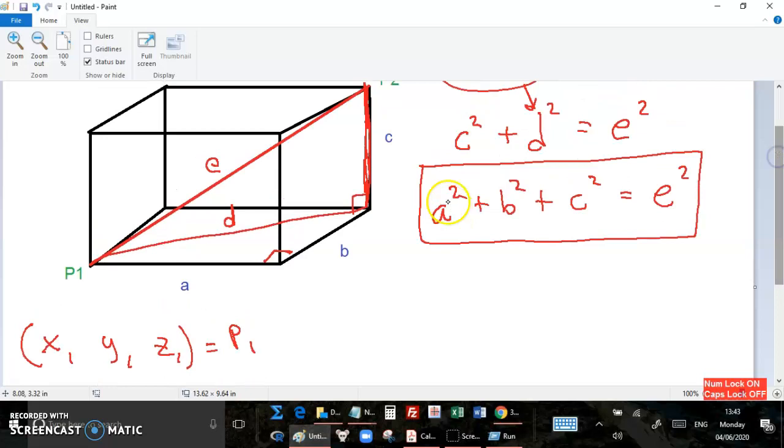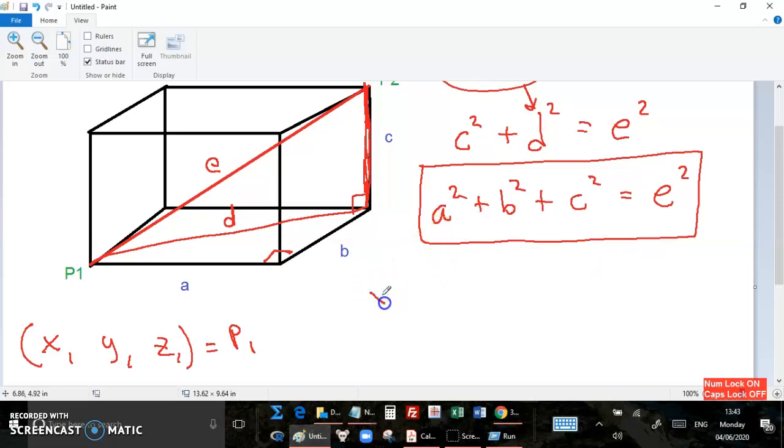So what is a? Well, that would be that horizontal distance, which you could just call x2 minus x1. b would be y2 minus y1, and c would be z2 minus z1. Now, you're adding it all together, so it doesn't really matter what you do first. I mean, maybe a is actually y2 minus y1 or something, but that doesn't really matter. And so let's just do some substitutions here.